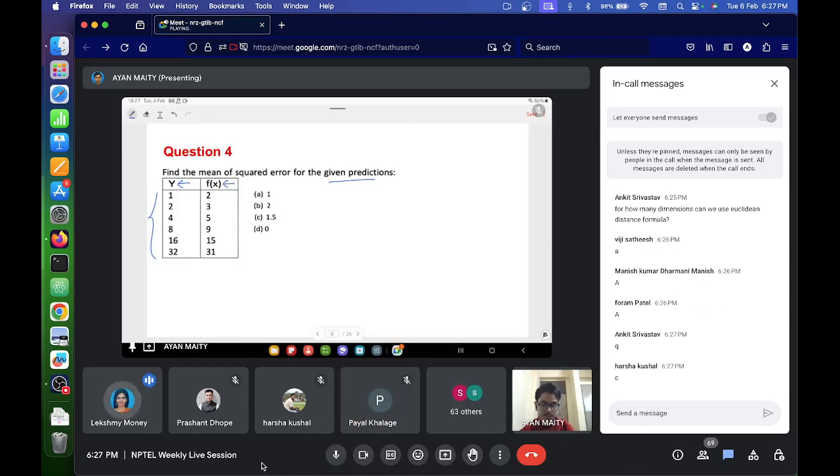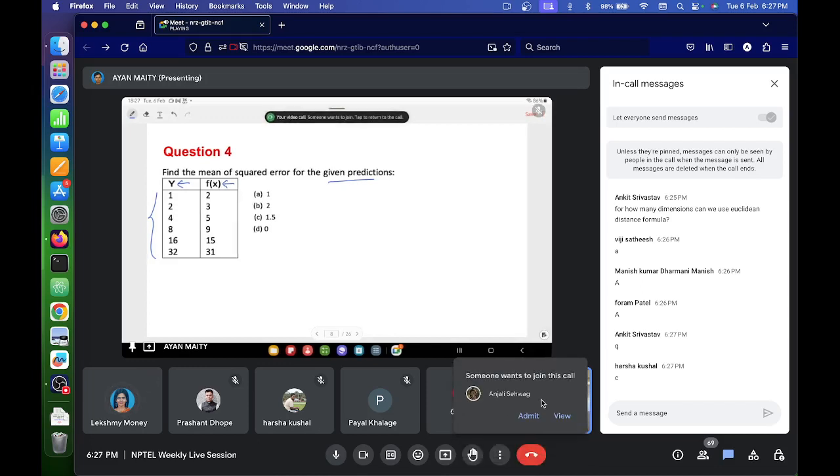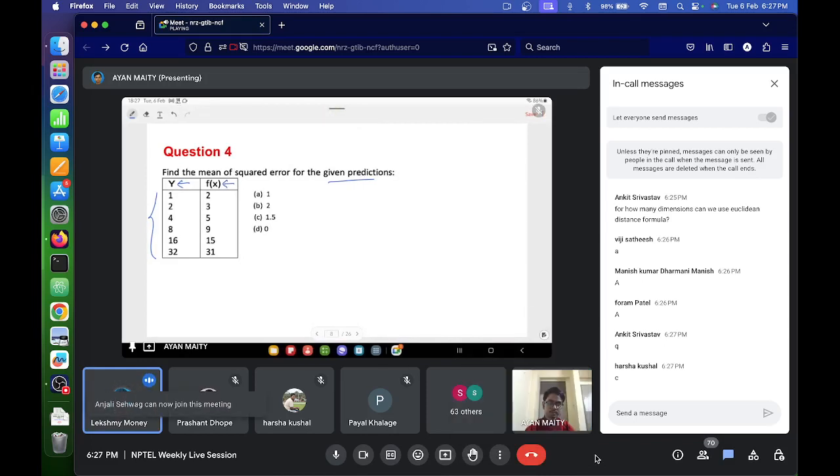So mean squared error will be f(x) minus y, the whole squared, summed over each point. I mean, you have to take the average of that basically. So then it is 1 squared plus 1 squared plus 1 squared plus 1 squared plus 1 squared plus 1 squared divided by 6. So that is 1. Yeah, so you're saying option A.